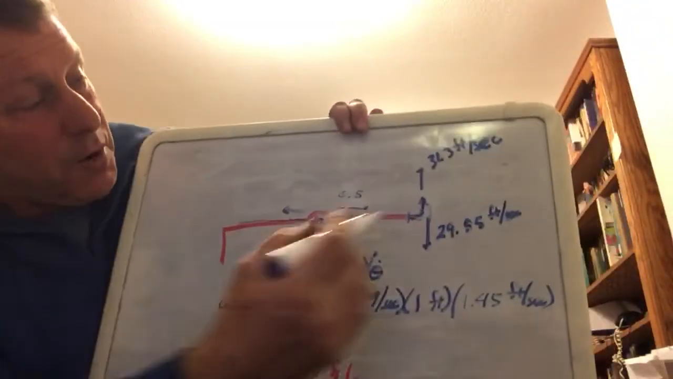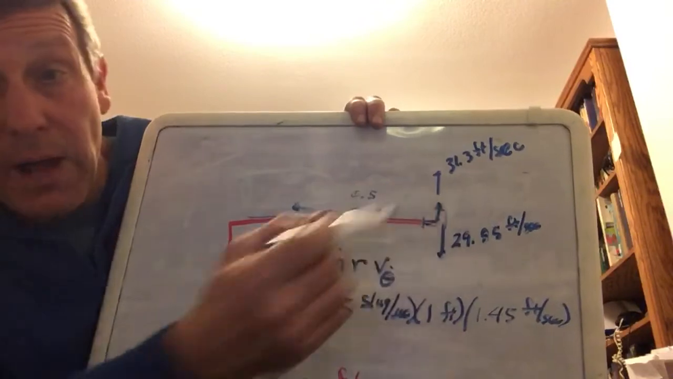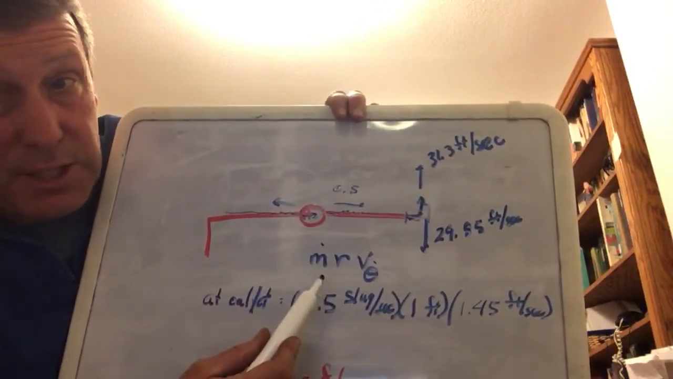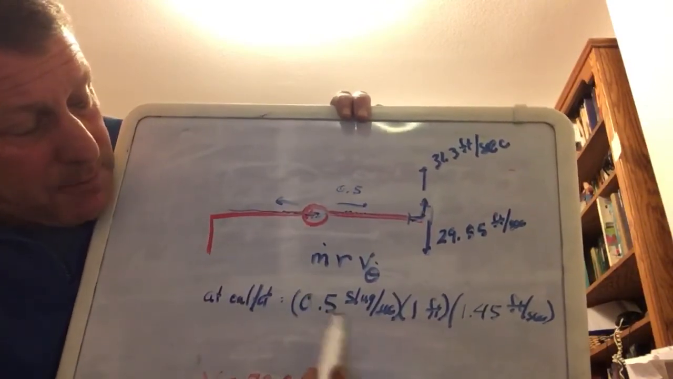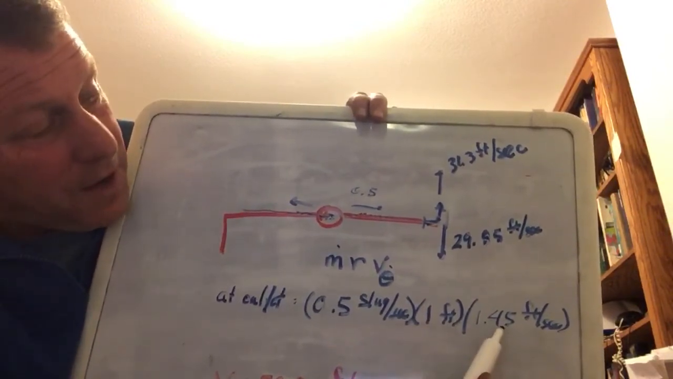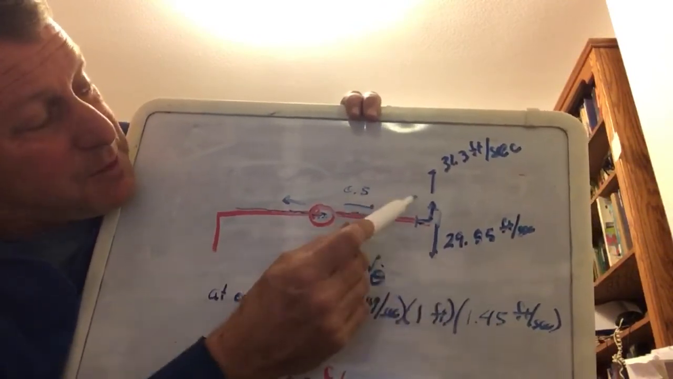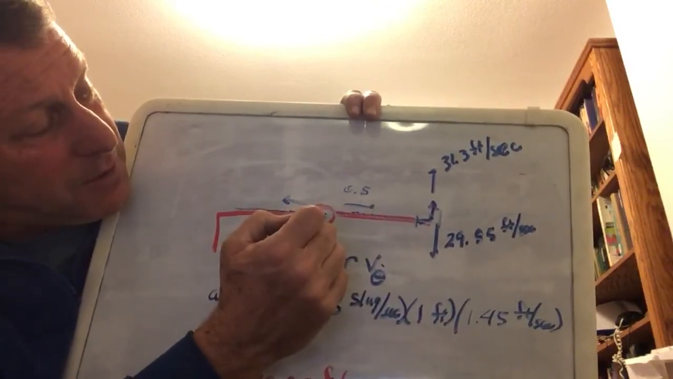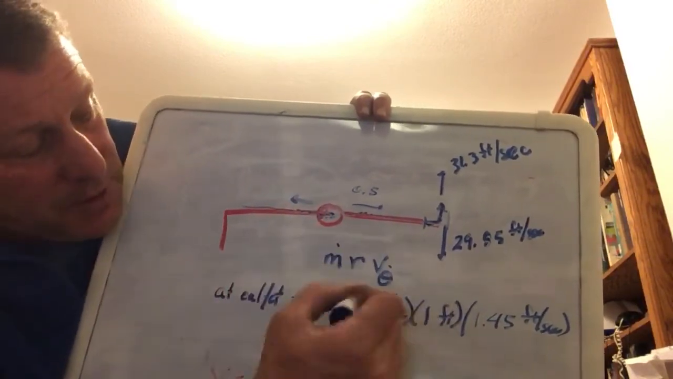So again, I'm trying to get the angular momentum flow out over here, and there's my basic relationship for angular momentum flow. I got 0.5 slugs per second, a radius of 1 foot, and 1.45 feet per second speed relative to the pivot. Relative to the pivot. And then I just go ahead and crank all those things together, and I get 0.725.